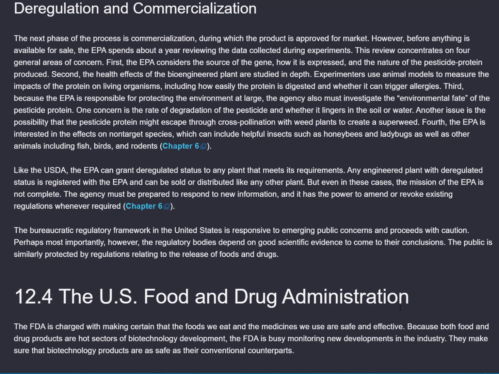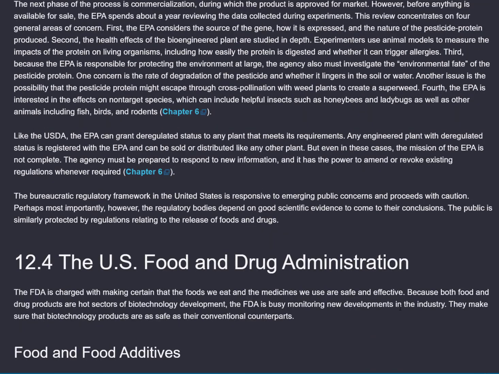Deregulation and commercialization. The next phase of the process is commercialization, during which the product is approved for market. However, before anything is available for sale, the EPA spends about a year reviewing the data collected during experiments. This review concentrates on 4 general areas of concern.